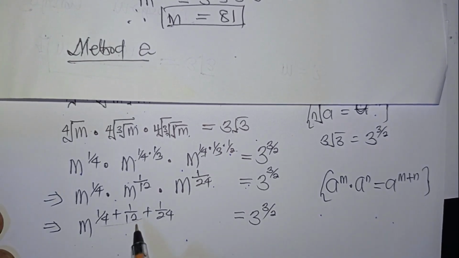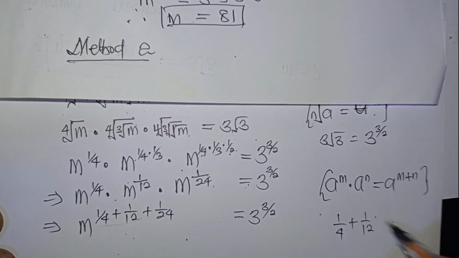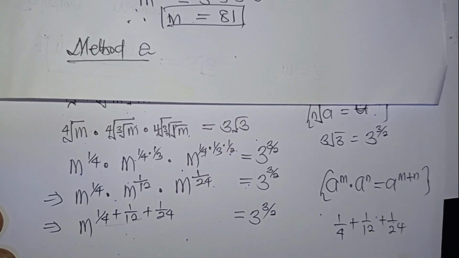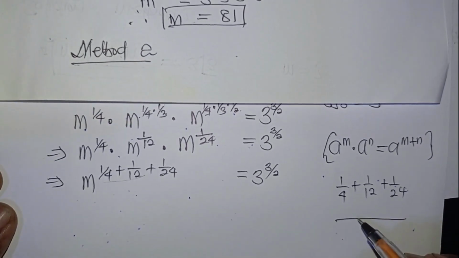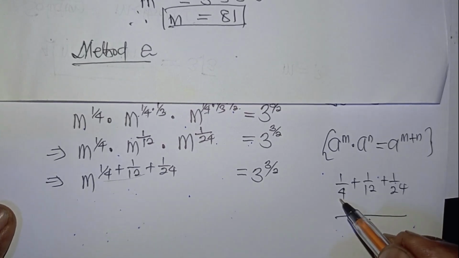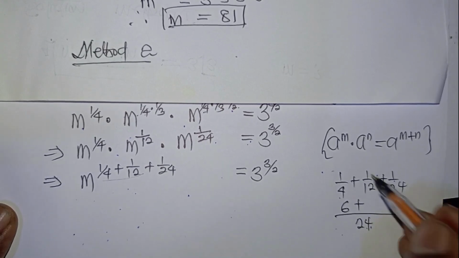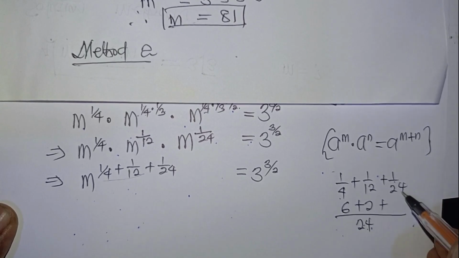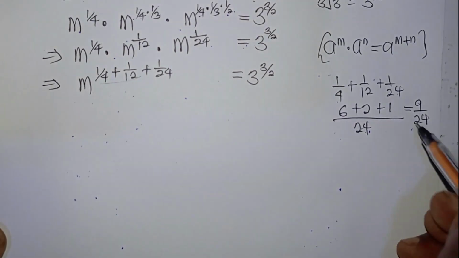So let's simplify it here. We have 1 over 4 plus 1 over 12 plus 1 over 24. Let's find the LCM, which is 24. 24 divided by 4 is 6, times 1, that's 6, plus 24 divided by 12 is 2, times 1, that's 2, plus 24 divided by 24 is 1, times 1 equals 1. So this equals 9 over 24.